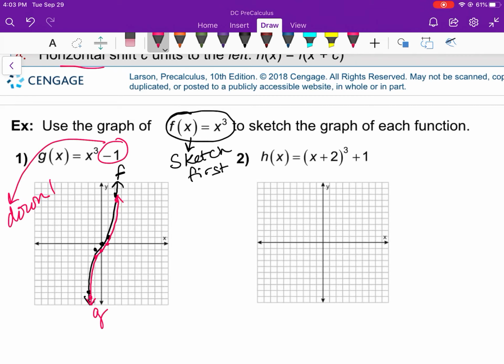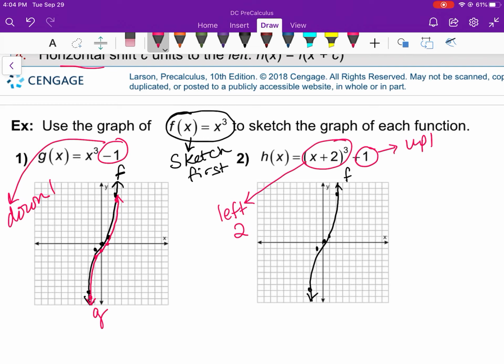For this one, I'm going to, again, start with my parent function, 0, 0, 1, 1, negative 1, negative 1, 2, 8, negative 2, negative 8. So here's my parent function, and that is F. And I'm going to do what this says now. So the plus 1 is taking my graph up 1. And this right here is taking my graph left 2. So remember, inside the parentheses, you're going to do the opposite, and that's always a left right.